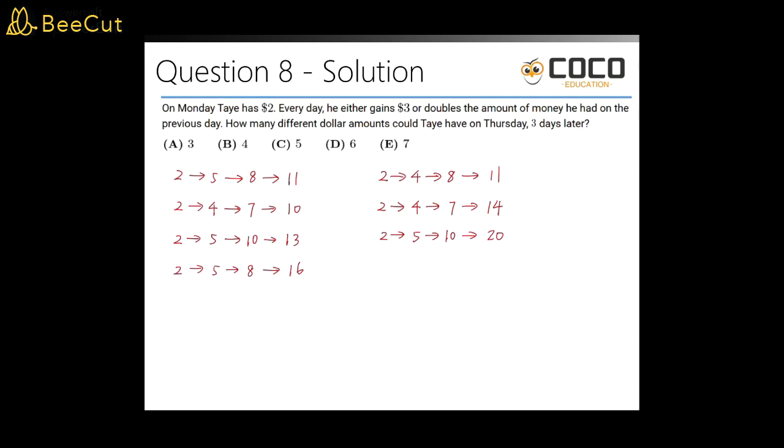Then lastly, we can try double the amount 3 times. 2 times 2, 4. 4 times 2, 8. 8 times 2, 16. Right. So we get a total of 8 different cases. Let's check how many different amounts there are. And so we can get 11, 10, 13, 16, 14, or 20. The others are duplicated, so we only count them once. There's a total of 6 different amounts. We choose option D.